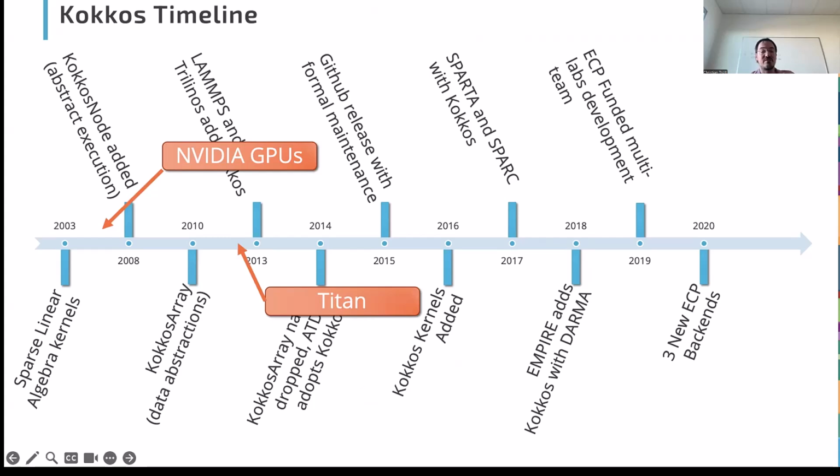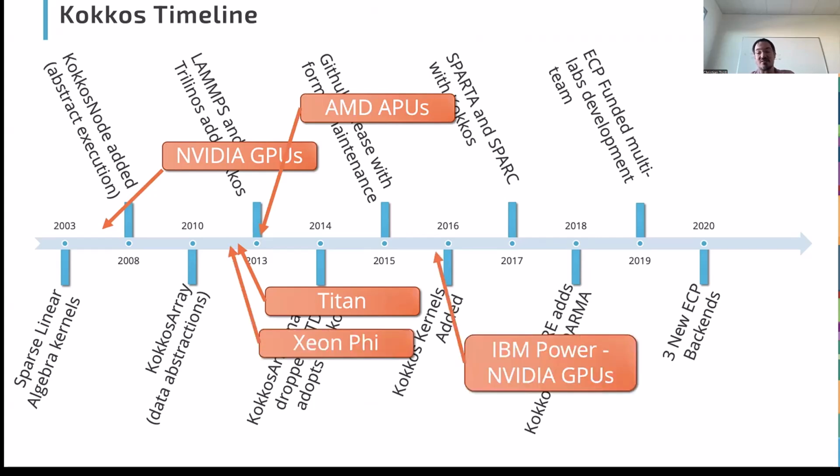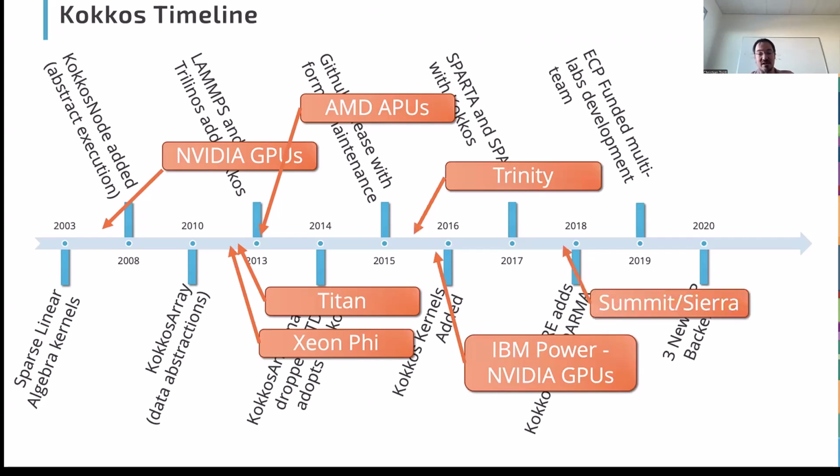And that's really when in 2010 we started with the Kokkos array data abstraction. We worked on things like LAMMPS and Trilinos, and we already worked in 2013 on AMD APUs, right? There's all kinds of stuff which happened, right? We got Trinity, we got KNL, we had the NVIDIA GPUs and IBM Power combination, right, with Sierra and Summit showing up, and so on, and then eventually AMD GPUs.